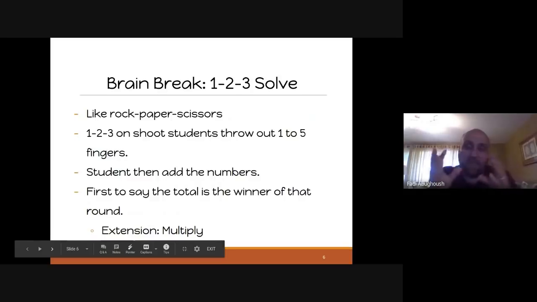The students can play against each other, two at a time, and switch with other students. So this is the brain break. 1, 2, 3, solve. Okay. Next.